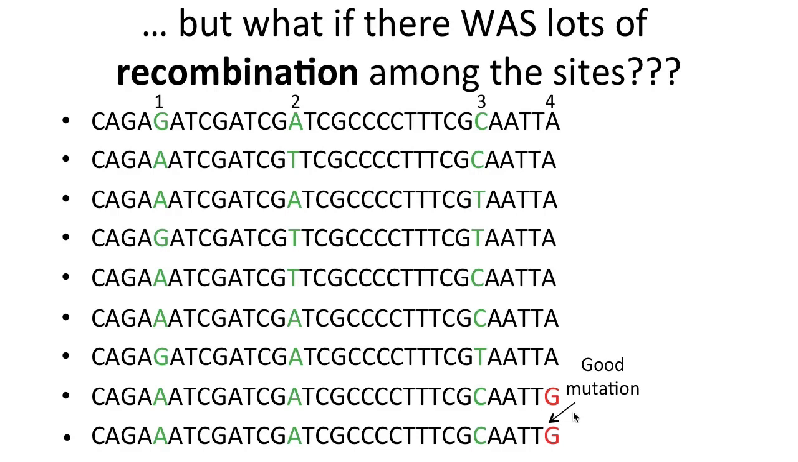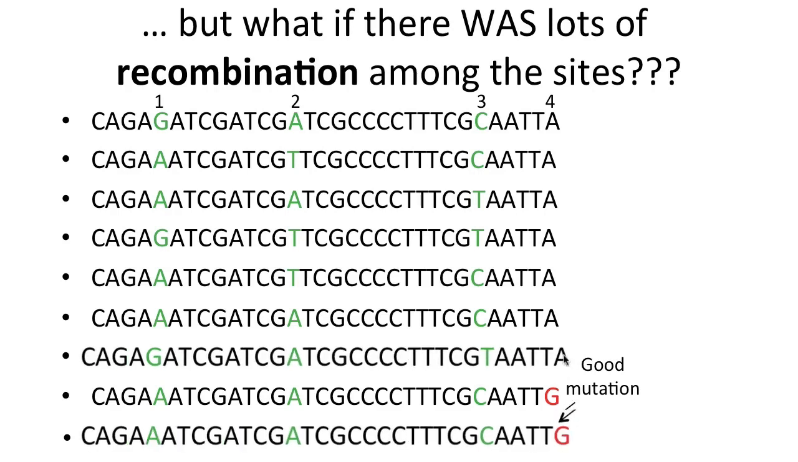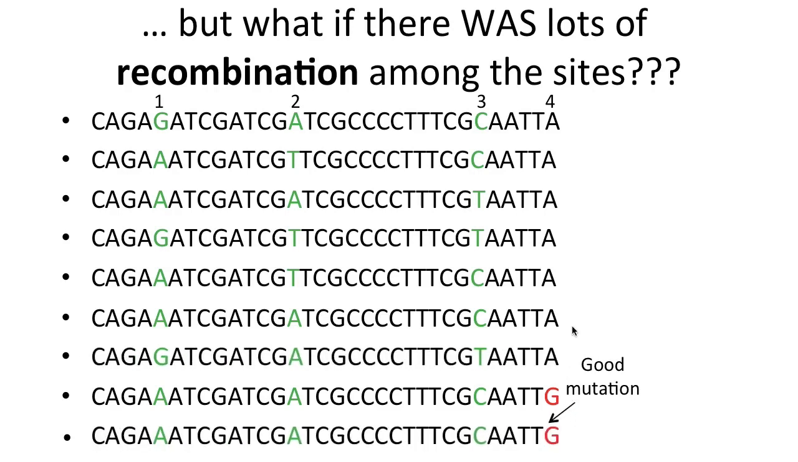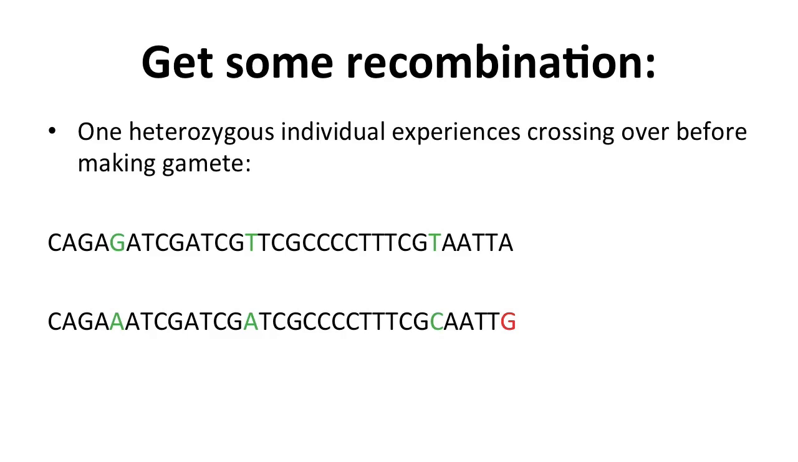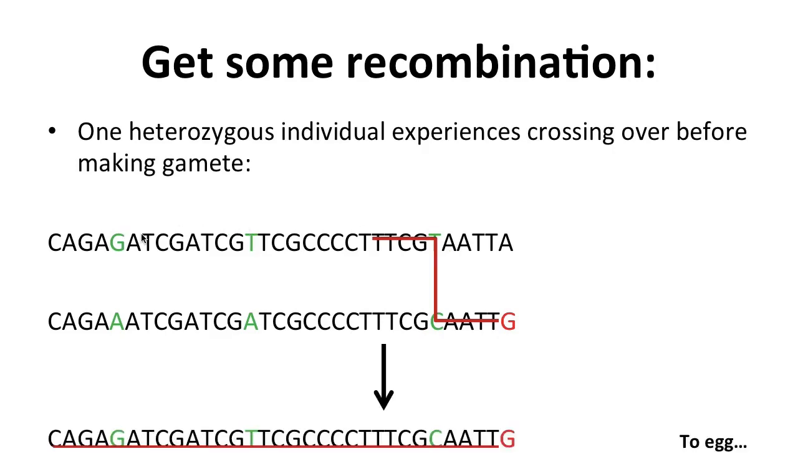But now there's some opportunity. Let's say, for example, this one has a kid with one of those. There's opportunity for some recombination to happen. So there's a heterozygous individual that experiences a crossover before making a gamete. So initially we have this AAC associated with the G, but we have this other haplotype, GTT. And what might happen is we might have a crossover that, just like that, essentially puts this G and C next to a T and G over there, producing this new gamete.